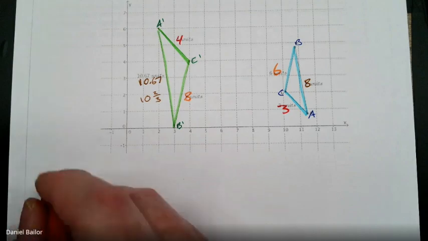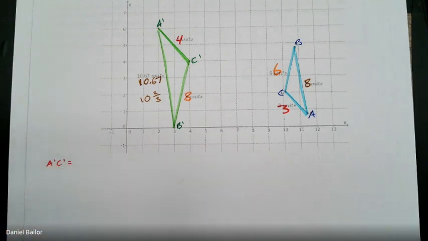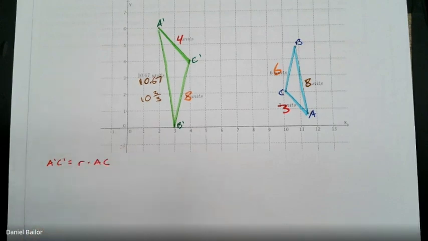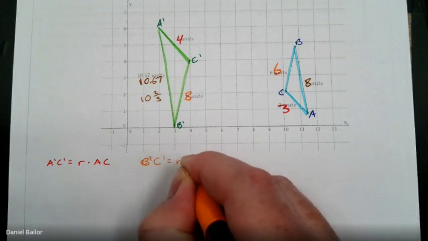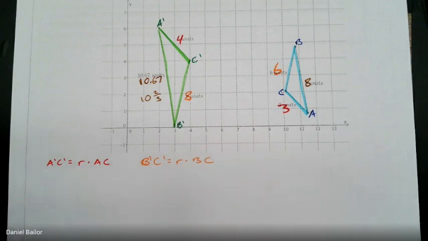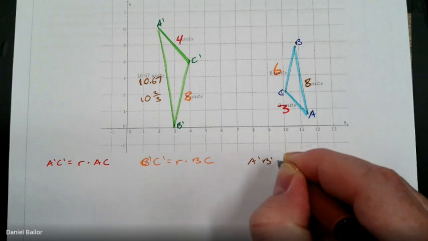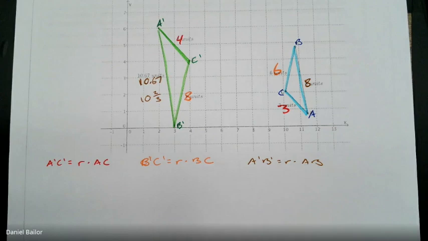So let's see if all three of these have the same scale factor. Let's do A prime C prime equals R times AC. Let's do B prime C prime equals R times BC. And let's do A prime B prime equals R times AB. And if all three scale factors are the same, it's magic. We're done. So let's try it.